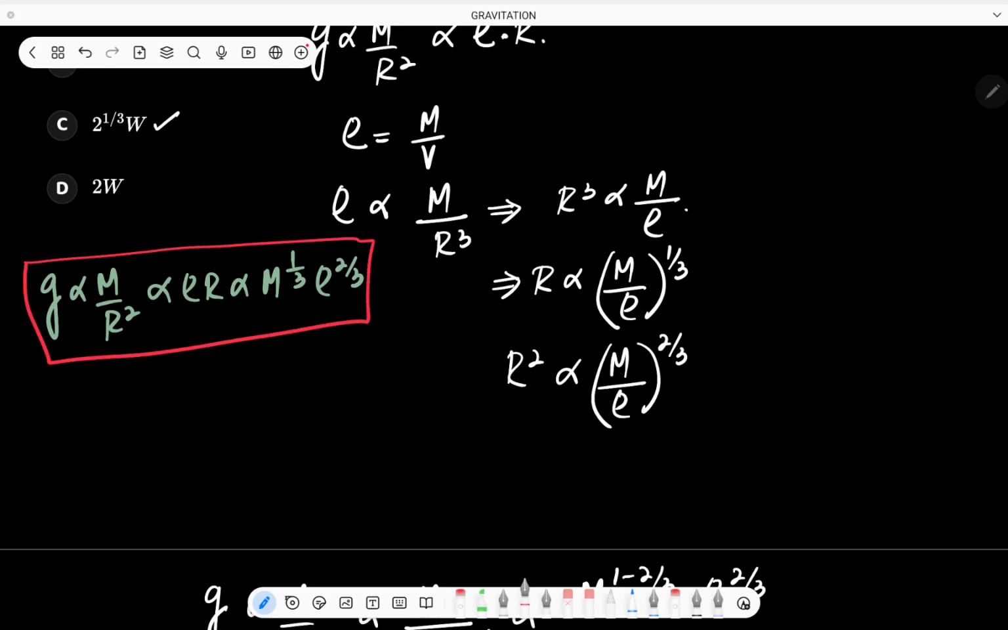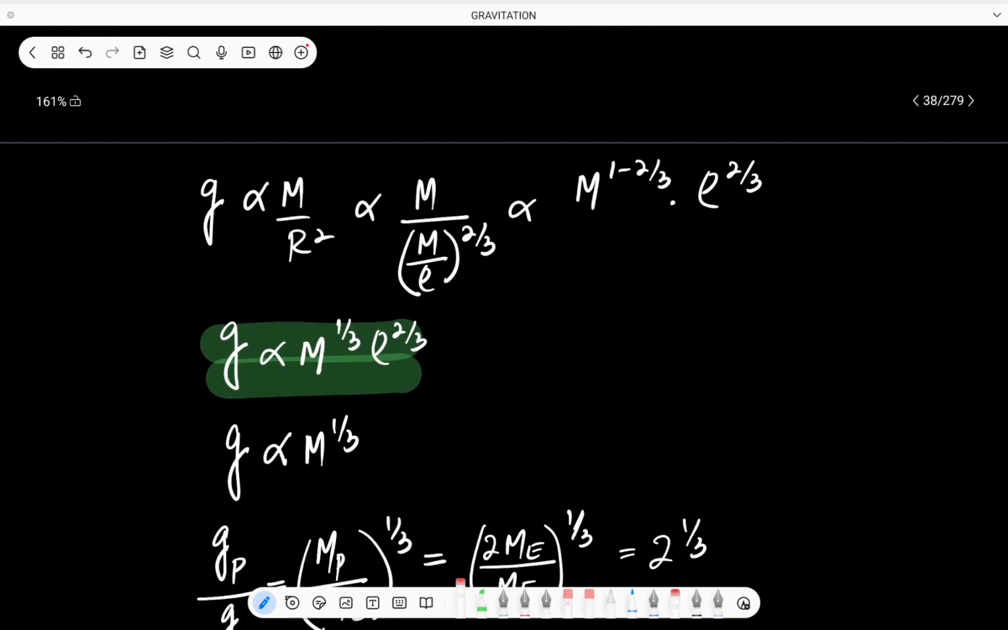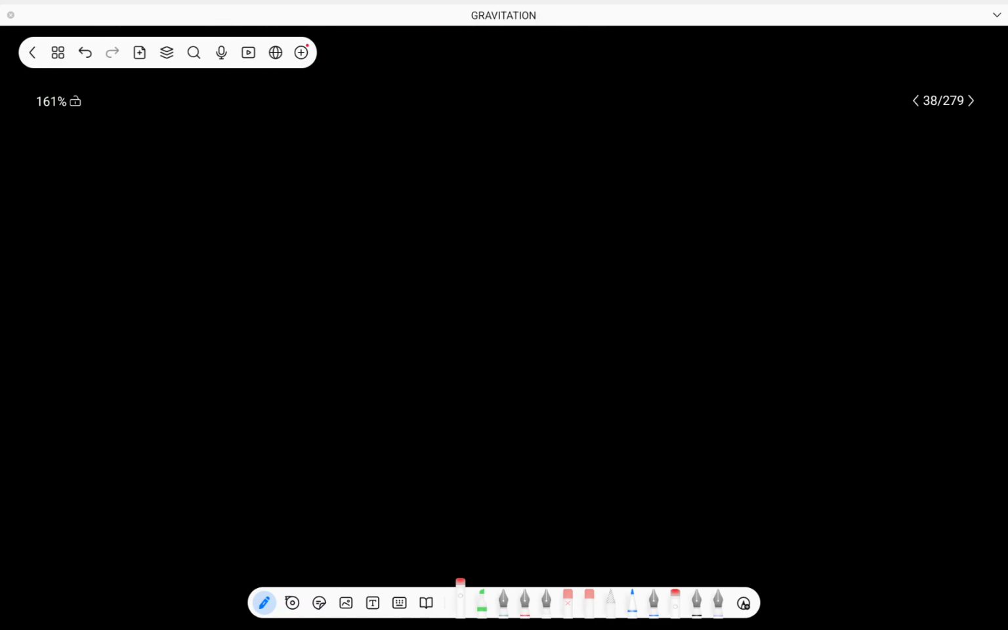But most of the questions that come on this are asked on equation number one and equation number two. And there are high chances that in the NEET, the question on g proportional to m raised to the power 1 by 3 into rho raised to the power 2 by 3 will not be asked, though especially in the JEE Mains it can easily be asked. Okay, now let's move to another question.